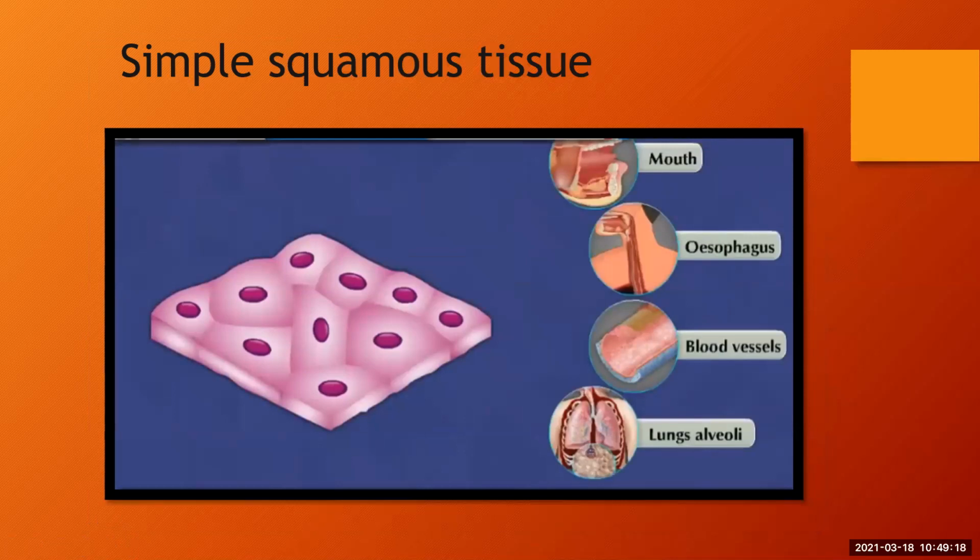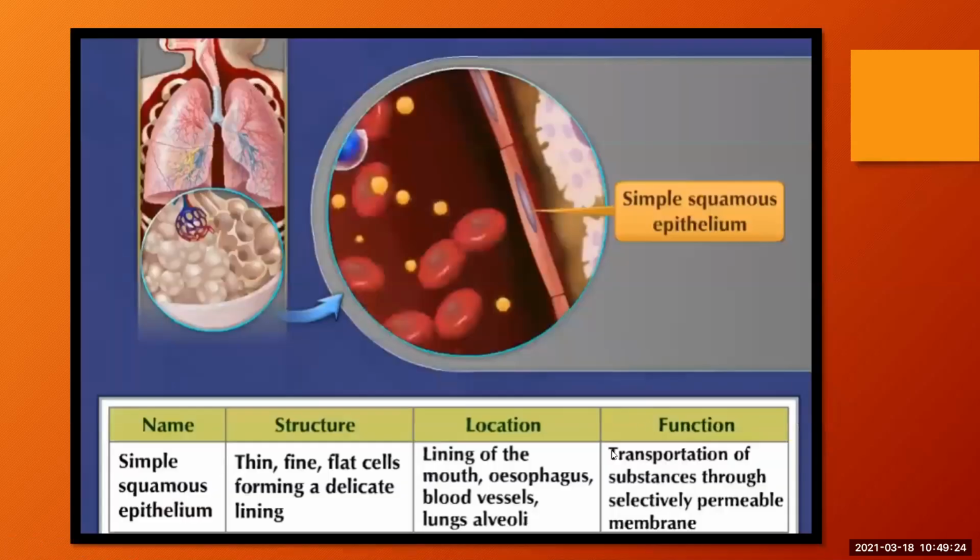You can see here they are squarish in shape. This is the simple squamous tissue. The structure is thin, fine, flat cells forming a delicate lining. Where are the cells present? They are present at the lining of the mouth, esophagus, blood vessels, and lungs, alveoli. And their function is transportation of substances through a selectively permeable membrane.